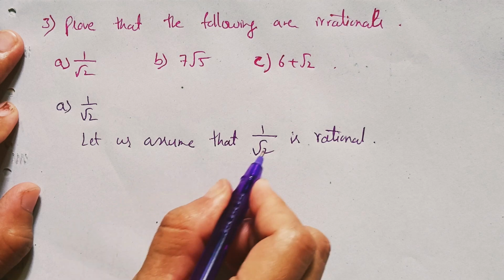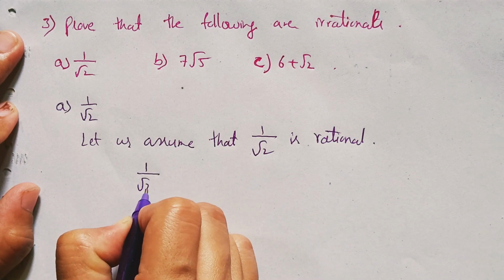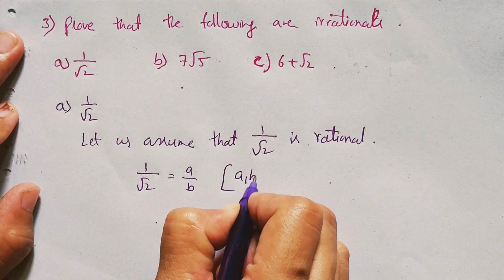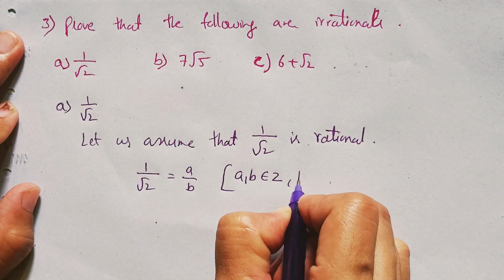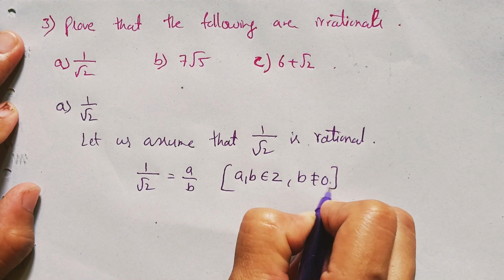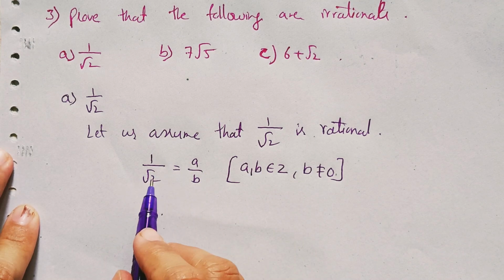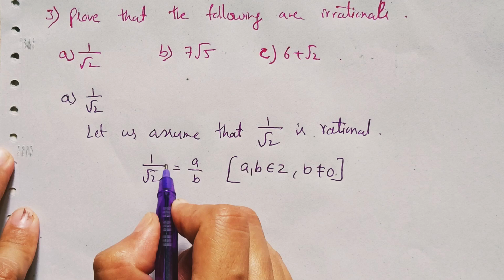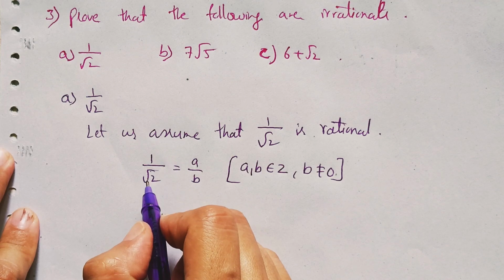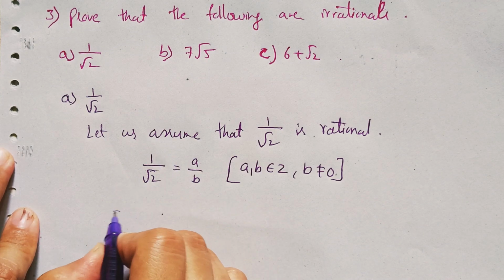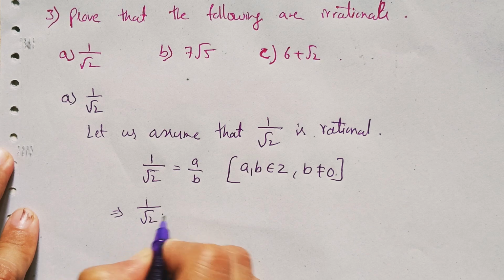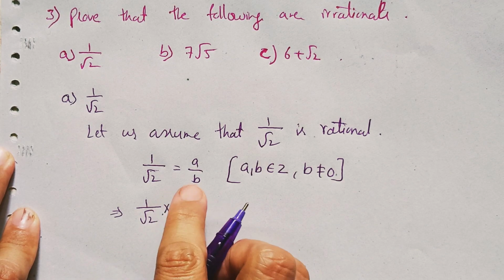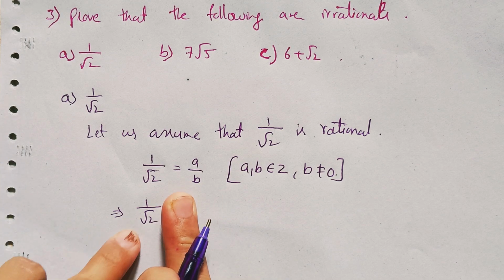So if this is a rational number, then we can write 1 by root 2 as a by b, where a, b belong to Z and b not equal to 0. Now what can we do here? In the denominator we have root 2, so I am just multiplying and dividing by root 2. So this can be written as 1 by root 2 into root 2 by root 2.